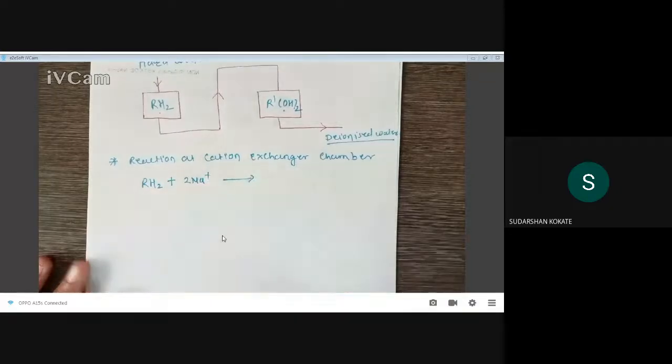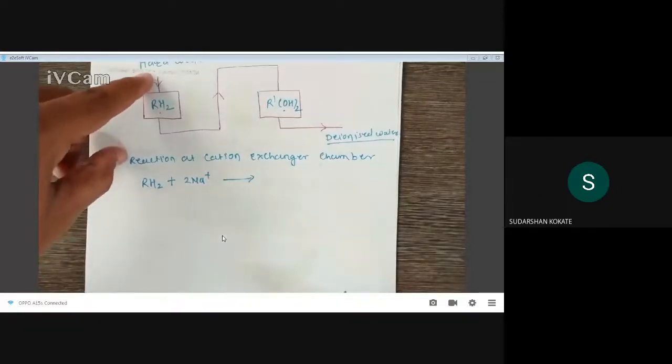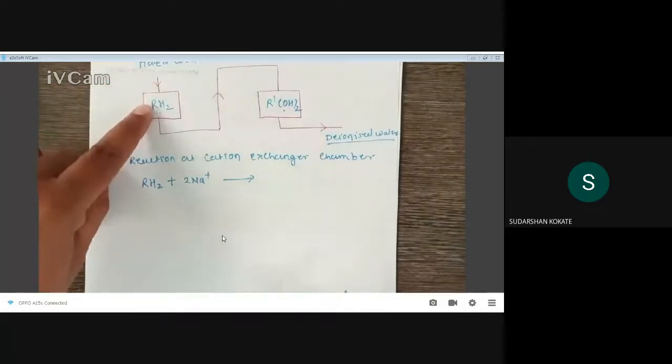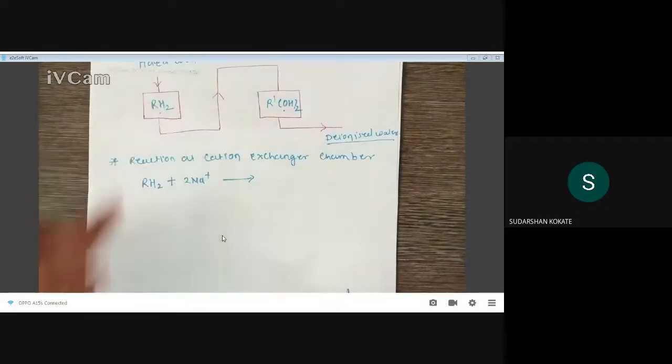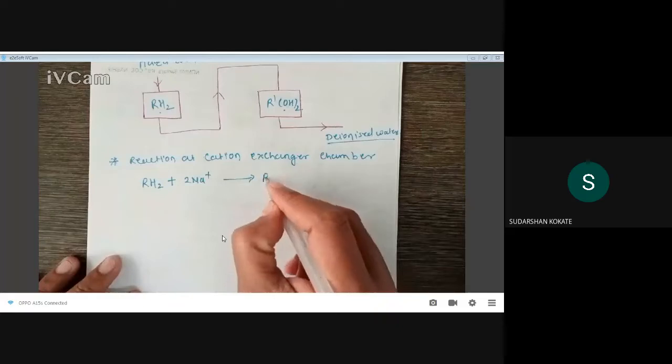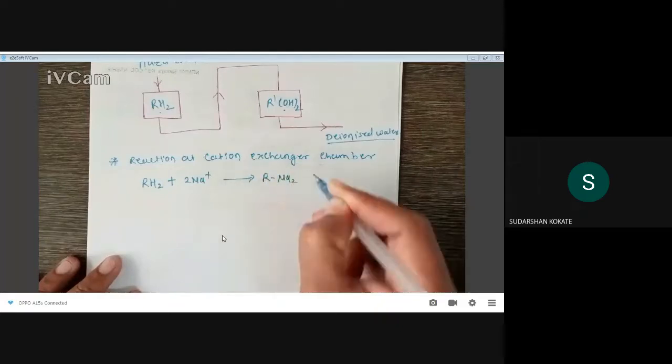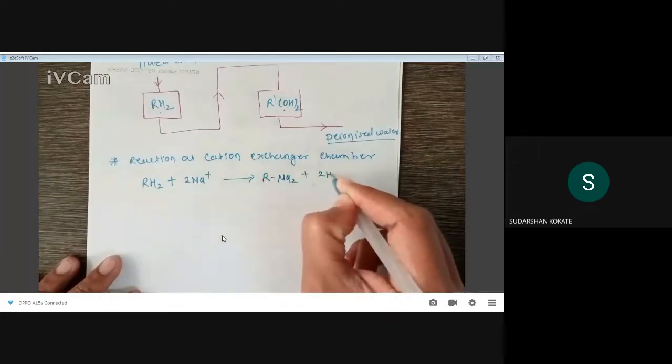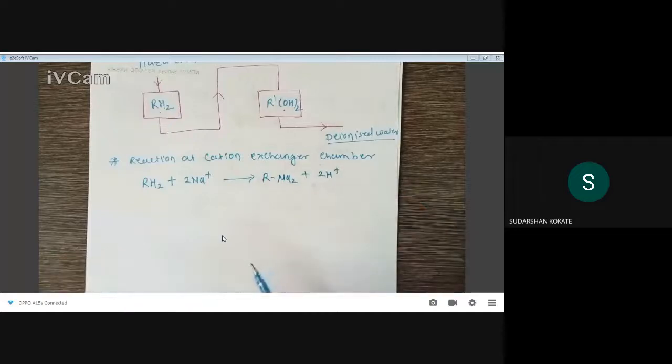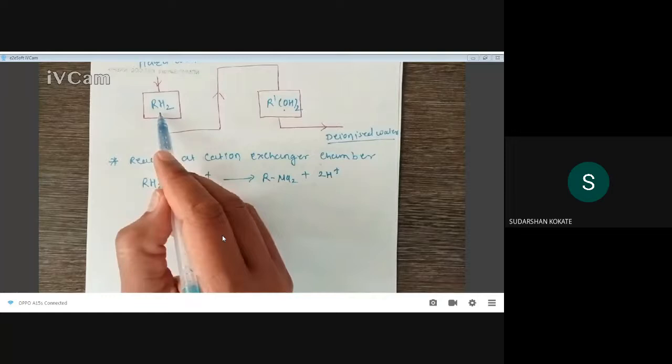So if sodium is present in your water sample, then what happens here is sodium will be trapped, right? So it can form R Na2 plus 2 H plus, right? Means your water becomes free from the impurity. So here sodium kind of impurity will be trapped in this chamber.